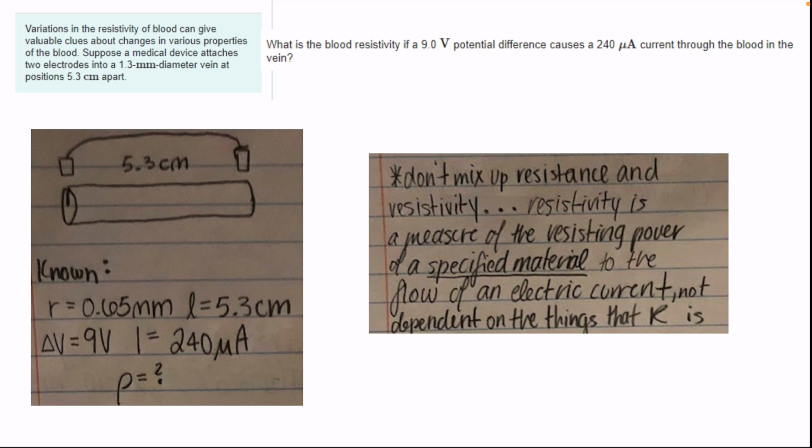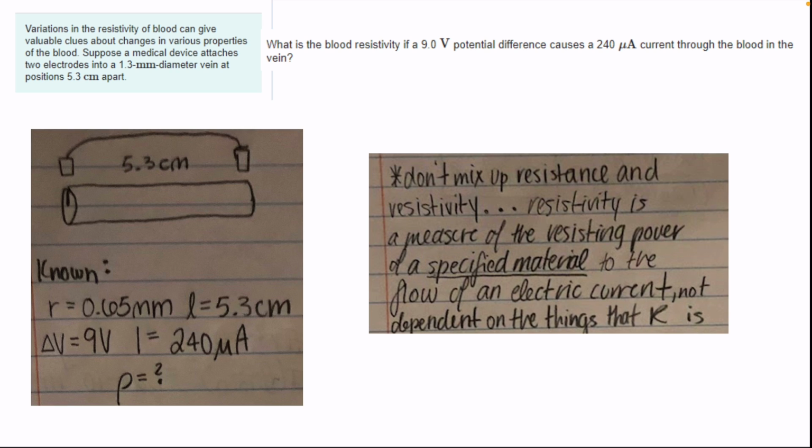So what we know is the radius of that vein, the length of the space between where the electrodes are connected, the potential difference, and the current. And we're solving for, once again, that resistivity.